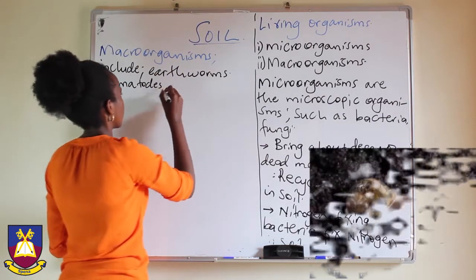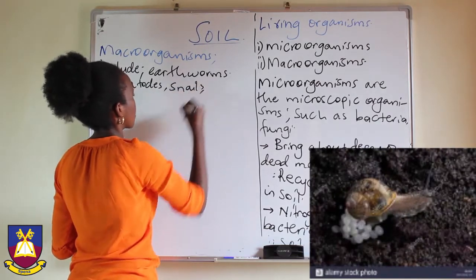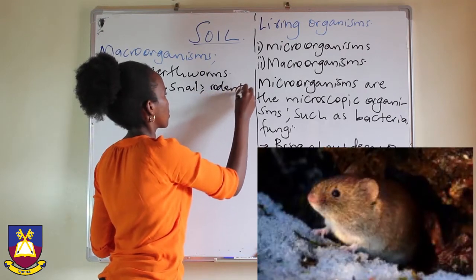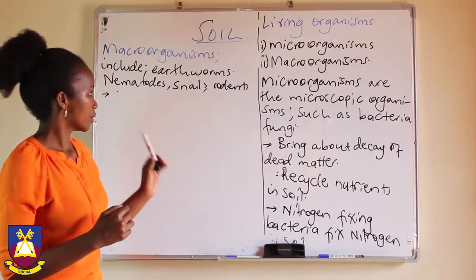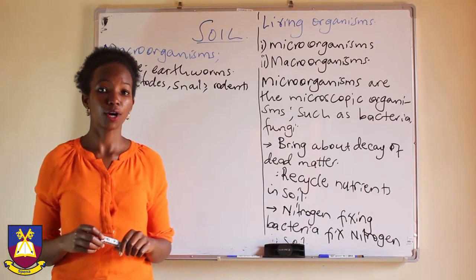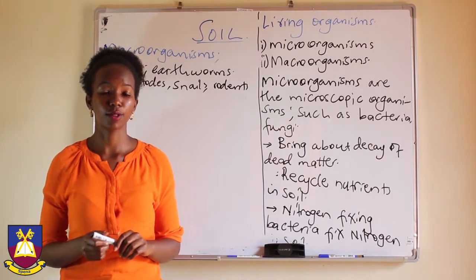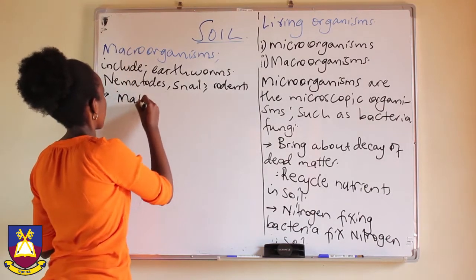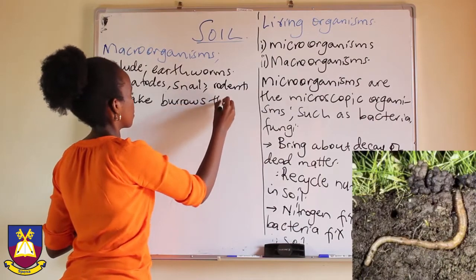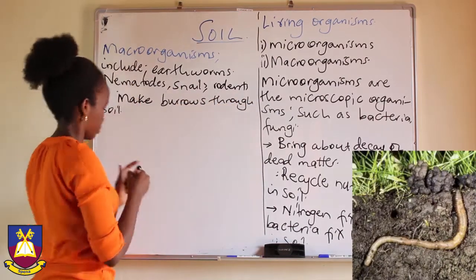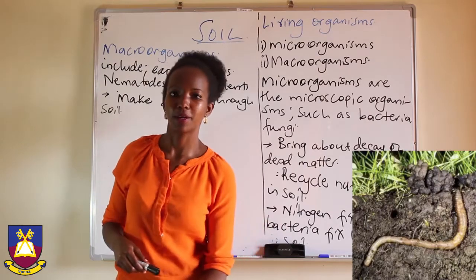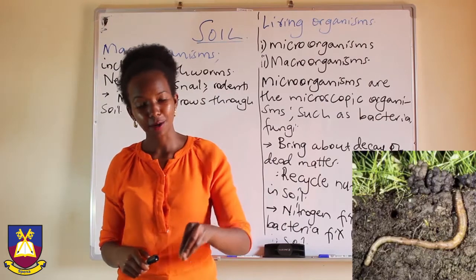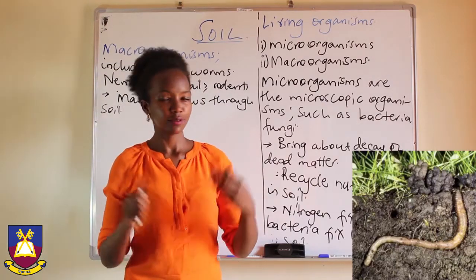Snails, small rodents like rats, frogs too. These small organisms, macroorganisms, are very important in soil because they make burrows or tunnels. These tunnels, I can imagine an earthworm burrowing its way through the soil, even small insects.